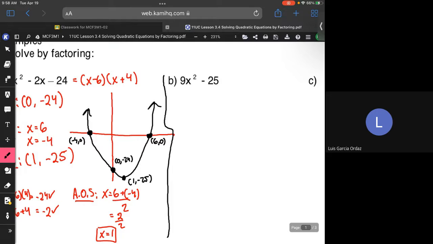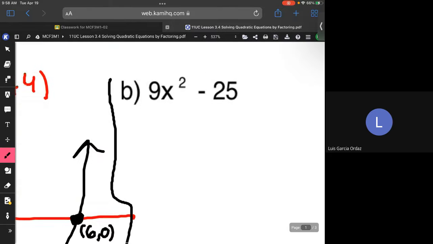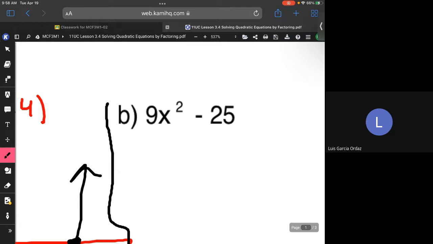Minus 25. What does that look like? 9x squared minus 25. It's a binomial. What is it? You find the greatest common factor? Not this one. It's a difference of squares.